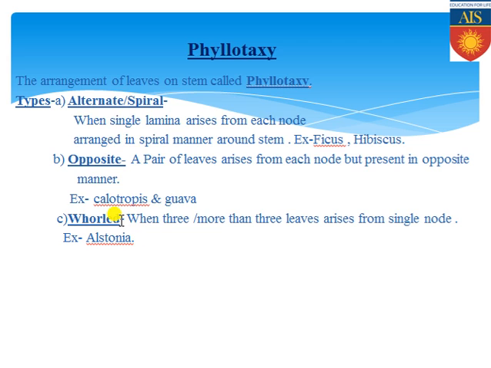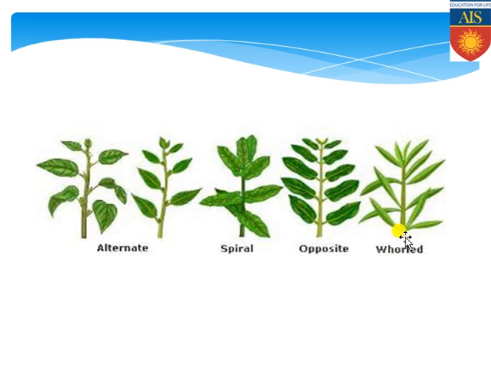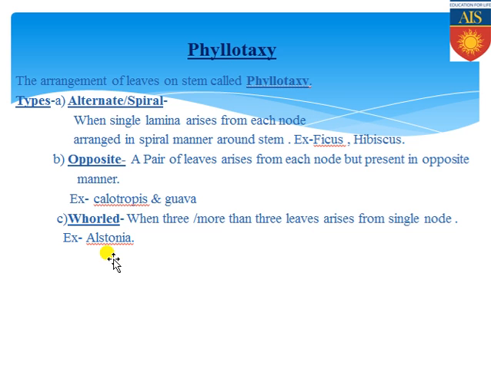If you see whorled, that means three or more than three leaves are arising from a single node. So that will be called whorled. You can see here, from a single node three leaves are arising. In some plants you can see more than three leaves arising. So this kind of arrangement is commonly known as whorled phyllotaxy or whorled arrangement. Okay. So I think the definitions are very much clear, and whorled phyllotaxy is commonly found in Alstonia. So these are the examples also.